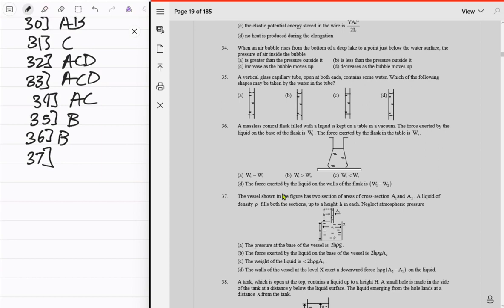So yeah, the force exerted by the liquid on the walls of the flask is W1 and W2. Oh yeah, D is also correct in that case.